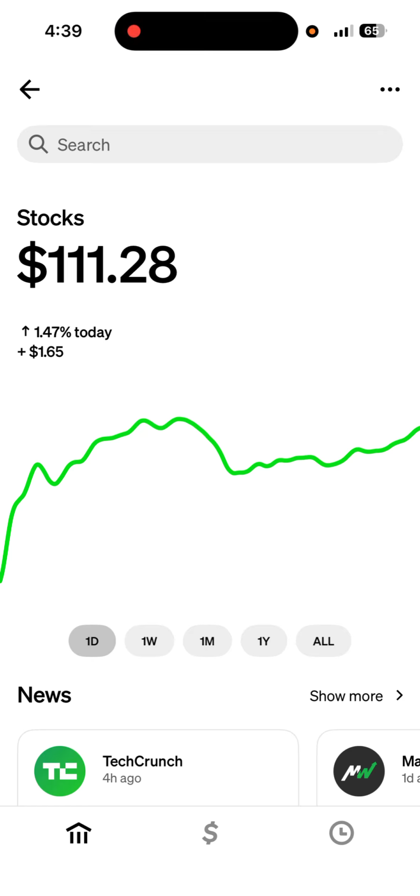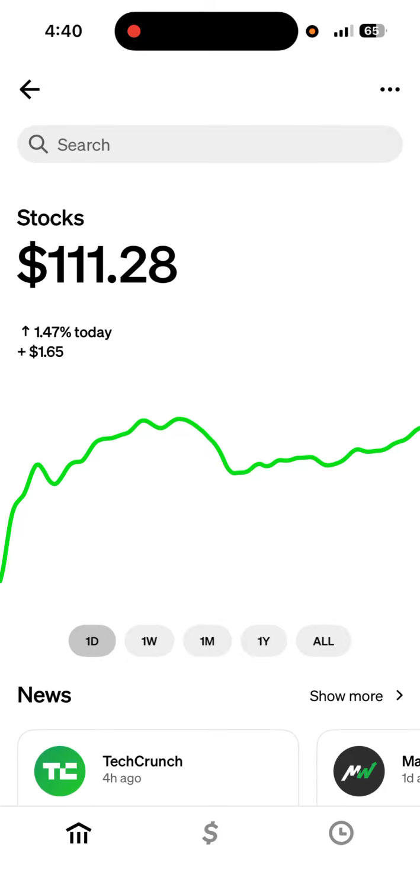So right now on my screen, you can see that it says stocks, and then it shows how much my account or portfolio is worth right now. It shows that it's worth $111.28. Right under that, it tells you the percentage that I'm up for today, which is 1.47%, and then how much money my account grew for that day, which is $1.65.